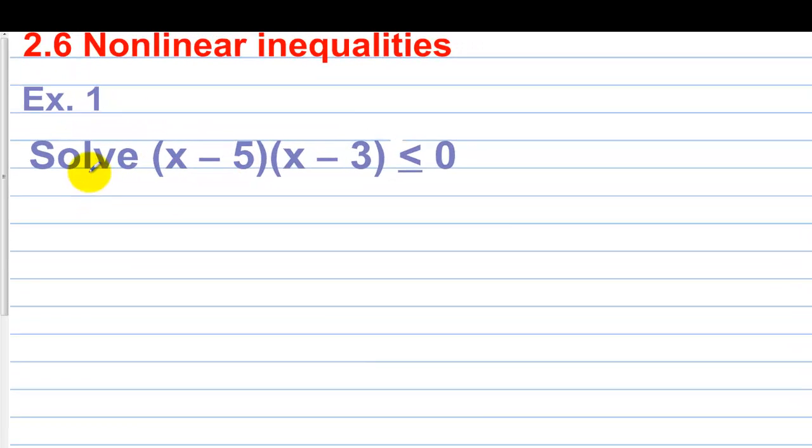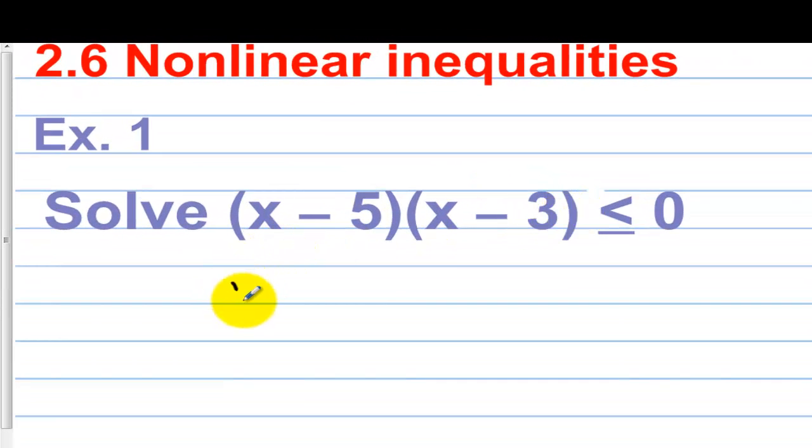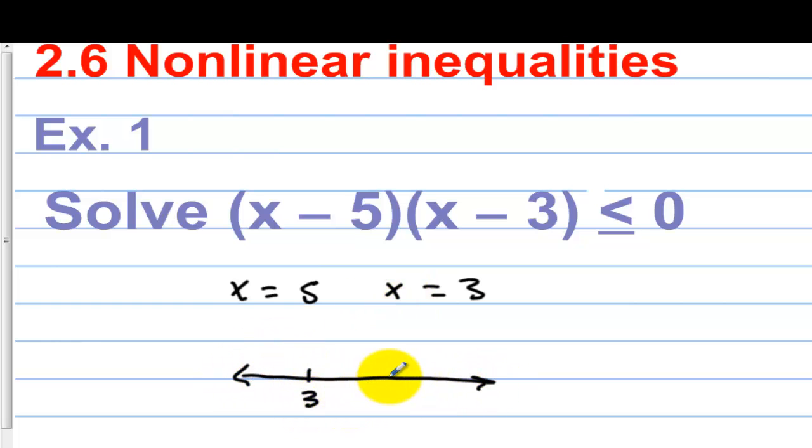2.6 Nonlinear inequalities. Solve this inequality. Well, the zeros are x equals 5 and x equals 3, and we can include those in our solution because of the equal to in the inequality. Now let's plot these on a number line. We have 3 and we have 5, and we can include those.